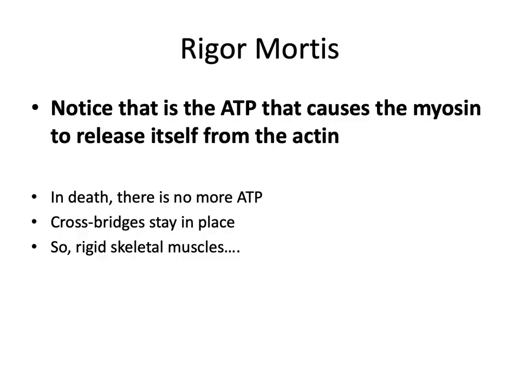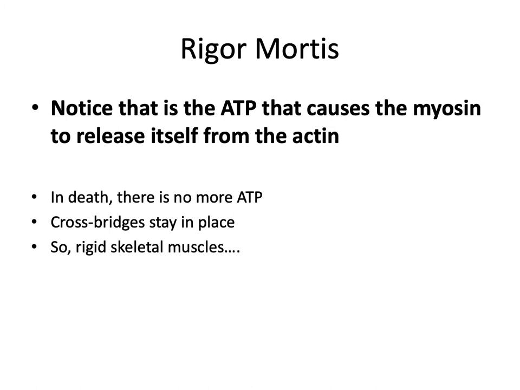Rigor mortis. Why do we get stiff when we're dead? ATP makes myosin let go. If you're dead, you don't have any ATP, so that myosin head can't go back down to the cocked position. It's pulled the actin tight, and that's it.